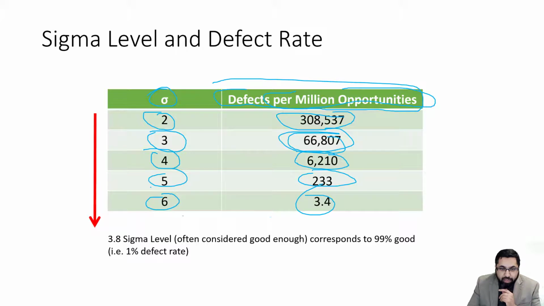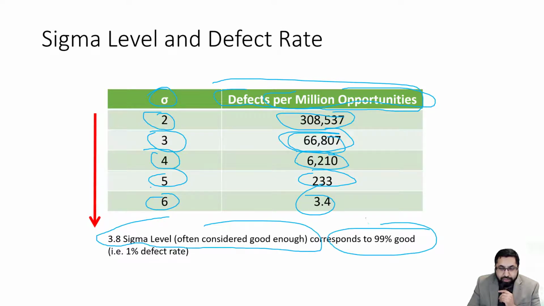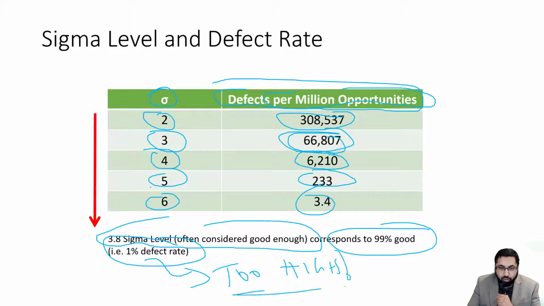3.8 Sigma is sometimes considered good enough, and it corresponds to 99% good pieces, only a 1% defect rate. However, this can be too high. In many situations, 1% is too high of a defect rate. Imagine a surgery procedure where 1% of the patients die. Well, that's a lot of deaths being caused by that procedure, because thousands of people may get that surgery. So depending on the context, 1% may not be good enough.